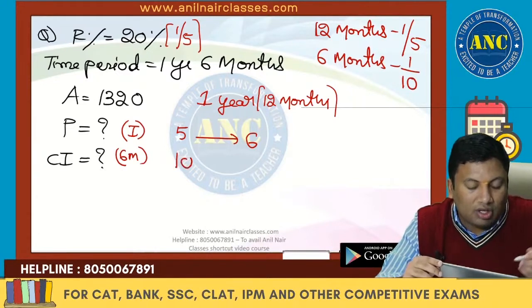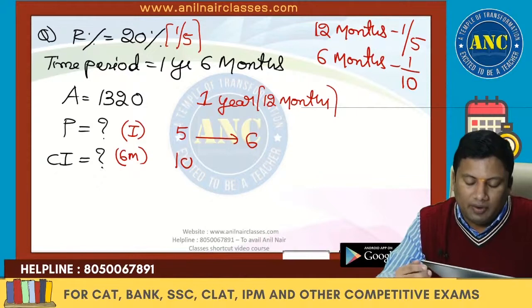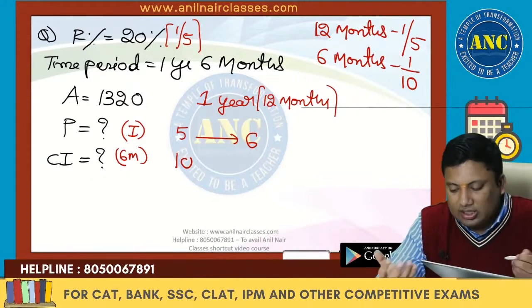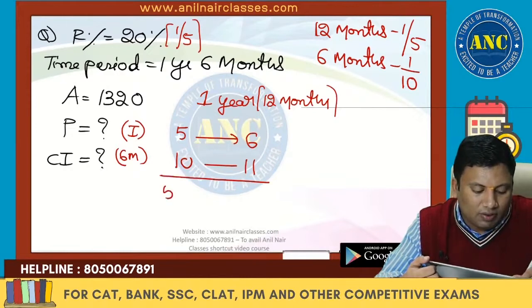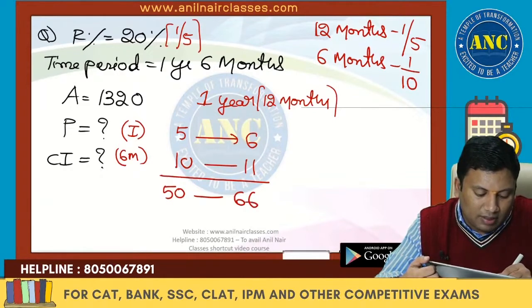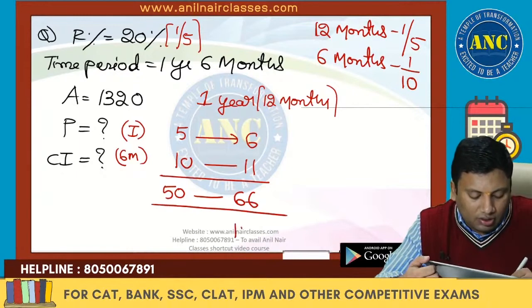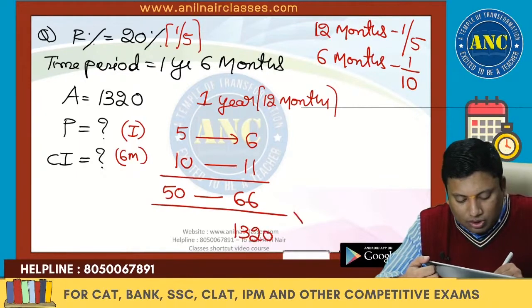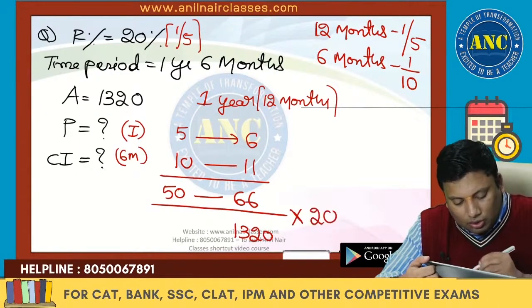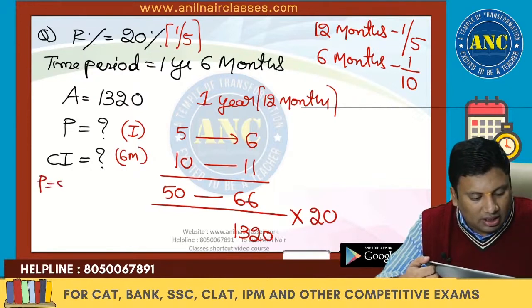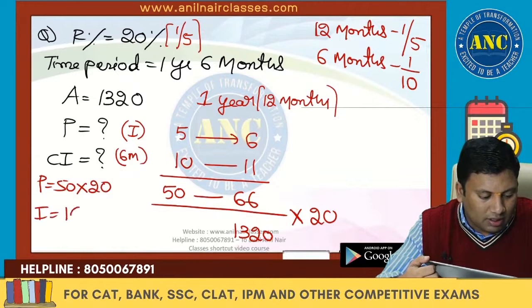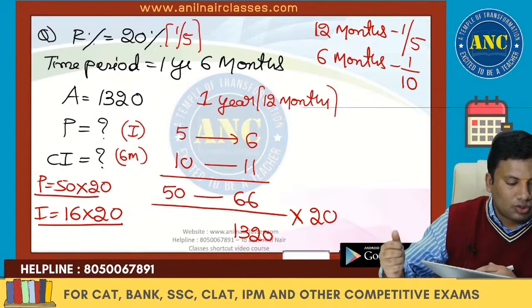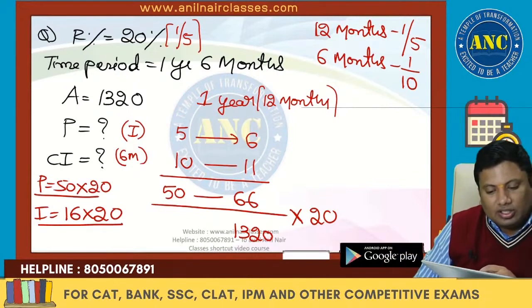For the second year I don't require 1 year, I require only 6 months. 6 months corresponds to 1 by 10. 10 becomes 11. So for 1 year 6 months, 50 becomes 66. According to the question, it is 1320. So it is into 20. Principal is nothing but 50 into 20. Interest is nothing but 16 into 20.